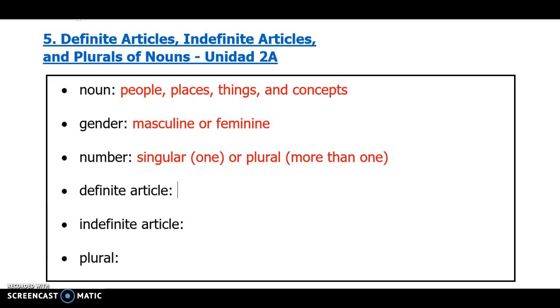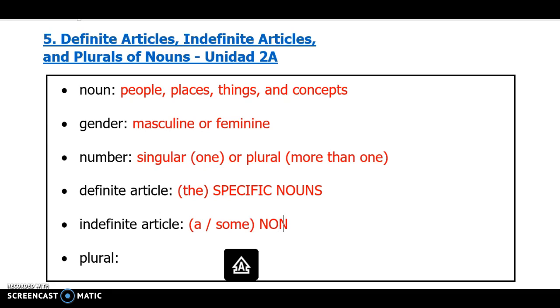A definite article, in English we have one, it's the. And it refers to specific nouns. It's a specific noun you want to talk about, the desk. Whereas an indefinite article is going to be non-specific. It's what we would call in English a, or if we have more than one of them, some. That's going to be non-specific nouns. So it's not the desk, it's just a desk. It's not these students, it's just some students. They're out there.